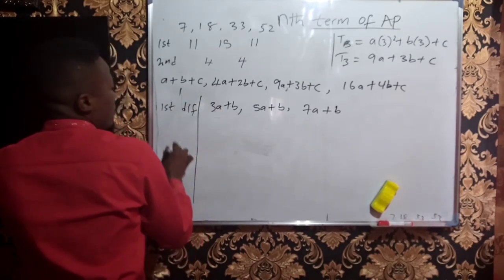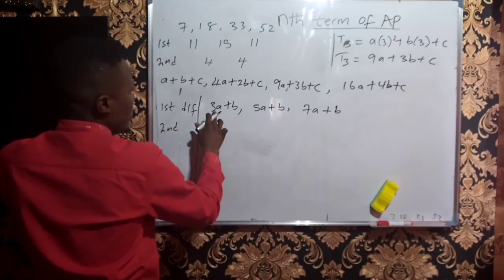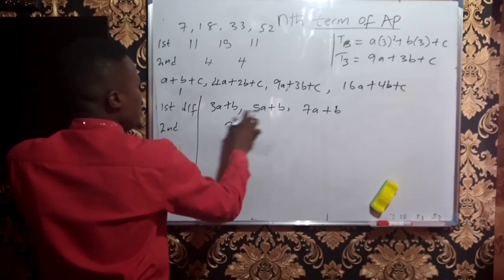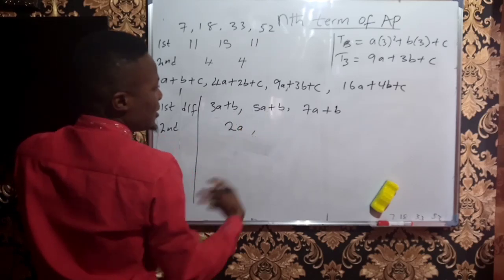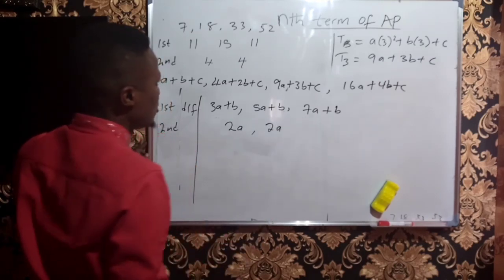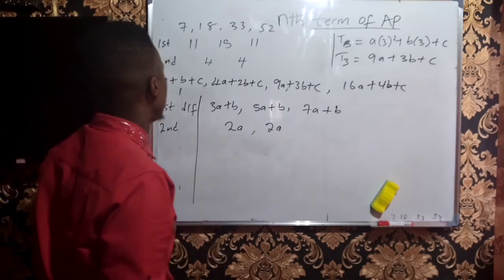Let us get the second difference. You say 5A minus 3A will give us 2A. B minus B has gone. 7A minus 5A will give us 2A, and B minus B has gone. So you see that at this stage we are getting the same number, 2A and 2A.